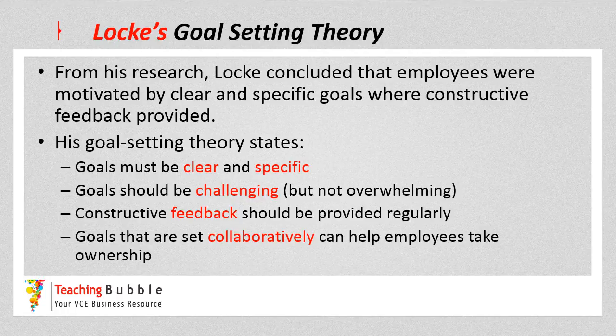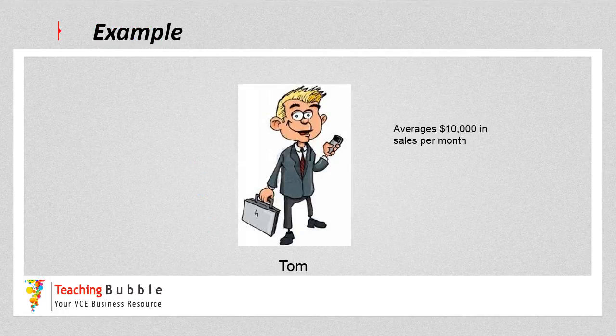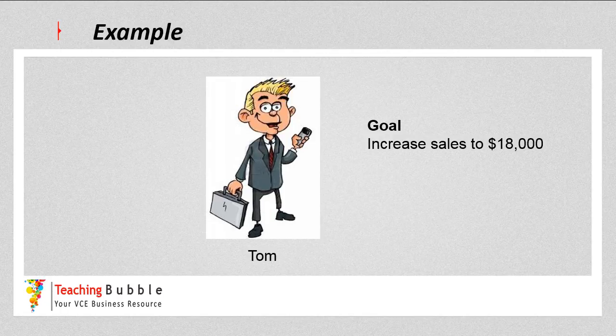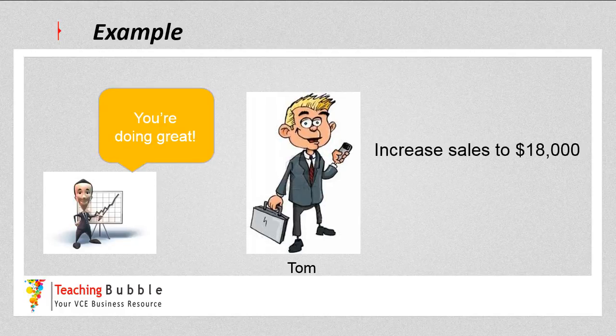So let's just look at an example here. If we have a sales manager, Tom, let's say he averages $10,000 in sales per month, and he's been going okay, but they want to try and increase motivation. So collaboratively the sales manager and Tom get together and set a new target, and that could be to increase sales to $18,000 a month. That's obviously a significant increase, but Tom's had some say in what he thinks he can get, so there's still a level of expectancy there, but there's no doubt that would be a challenging goal.